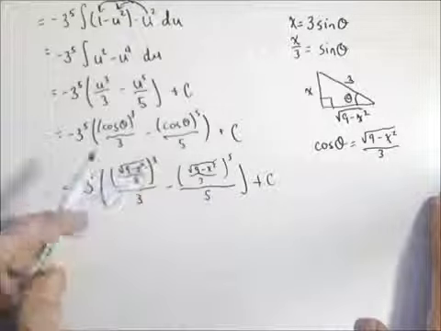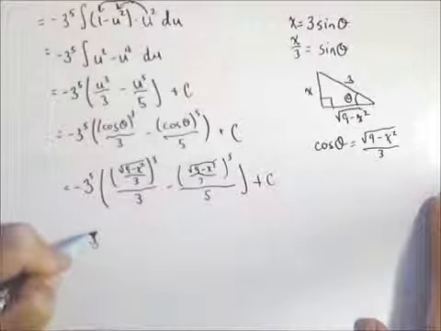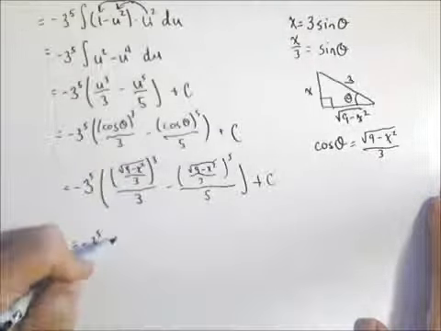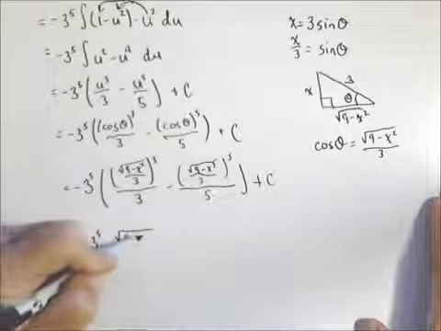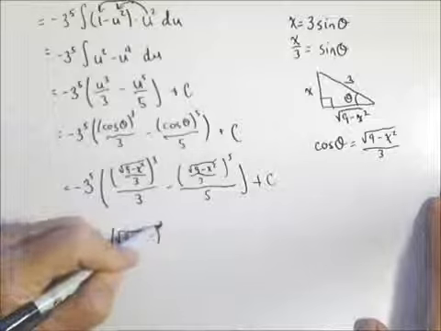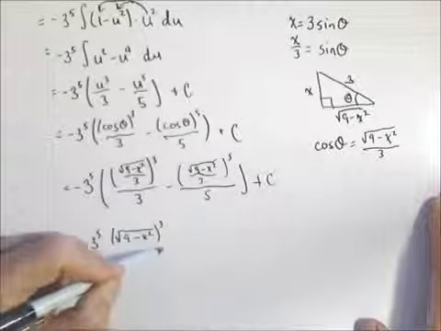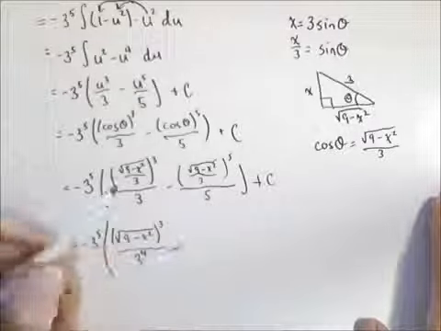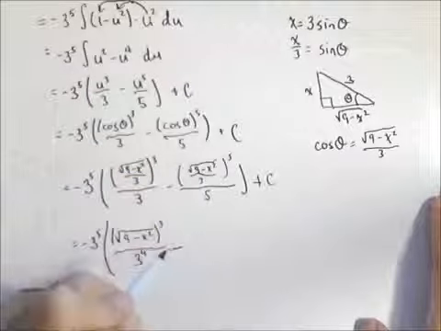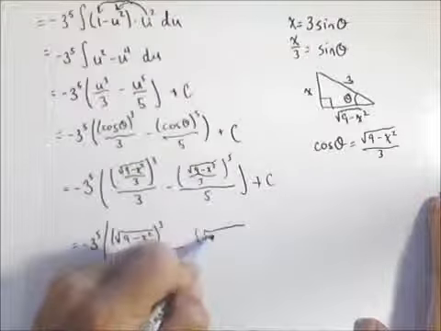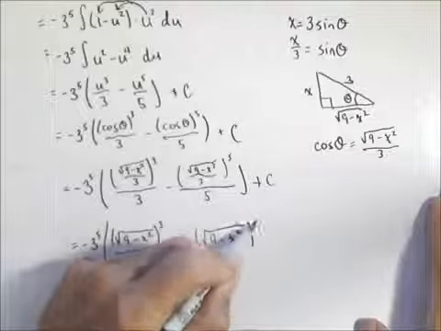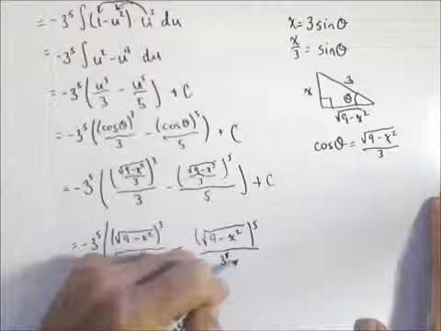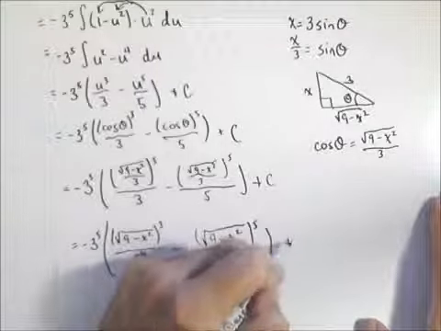So if we start to simplify, we have minus 3 to the 5th. We'll be multiplying that through in the next step. We're going to take both of these to the 3rd. So I end up with square root of 9 minus x squared to the 3rd over, I've got a 3 cubed over 3, so that's going to be over 3 to the 4th. Minus, we can do something similar. Square root of 9 minus x squared to the 5th over 3 to the 5th times 5, then our plus c.